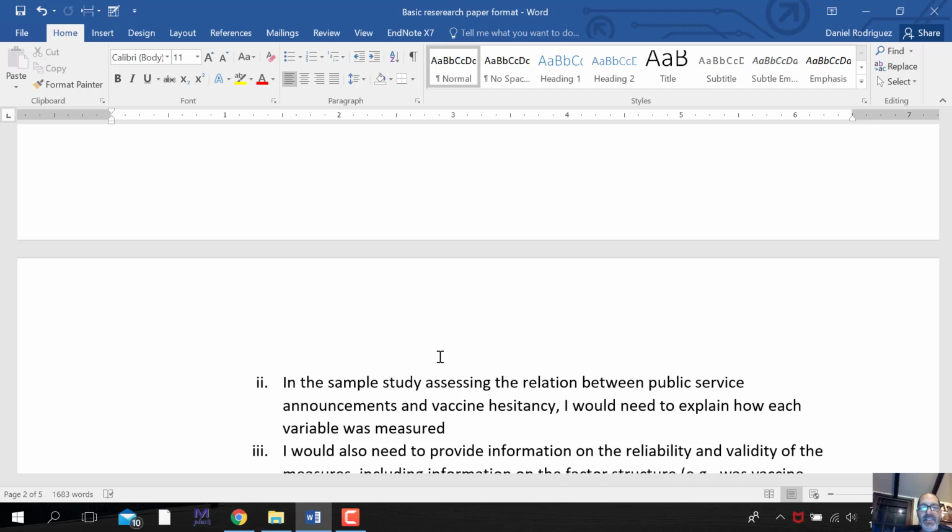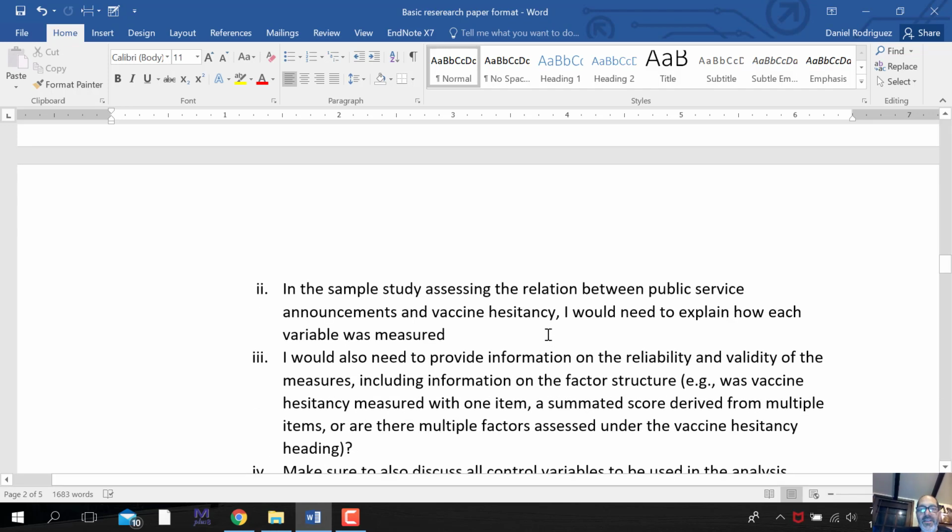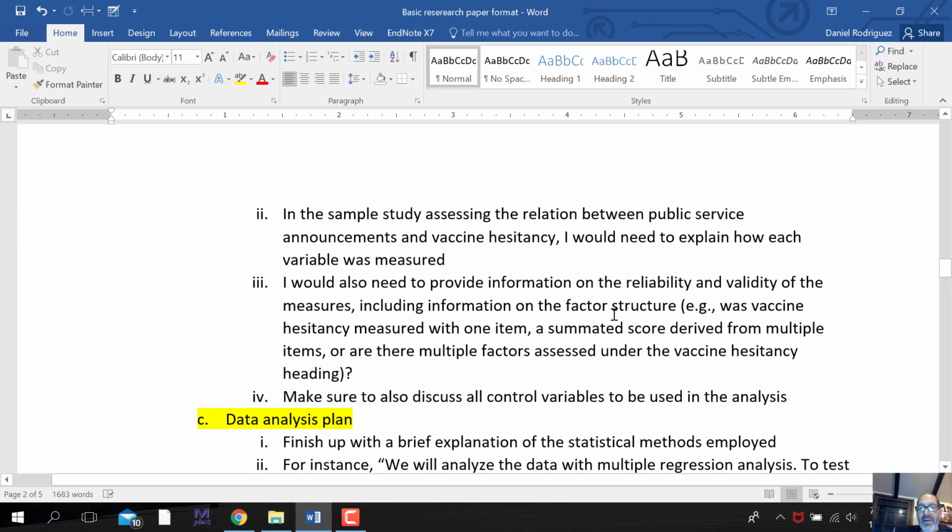If you're using a survey, like say we're talking about vaccine hesitancy, we need to talk about, first of all, how the variable was measured. Like, what did we do? We used a survey that included 20 items or 10 items, etc. We want to talk about that. We have to talk about its reliability or validity.